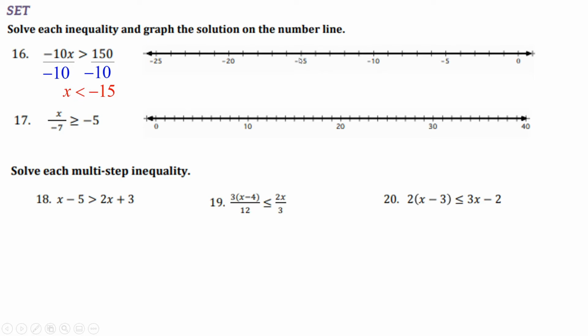Negative 15, there it is. Less than, that would be open dot. And if x is less than negative 15, that's everything to the left.